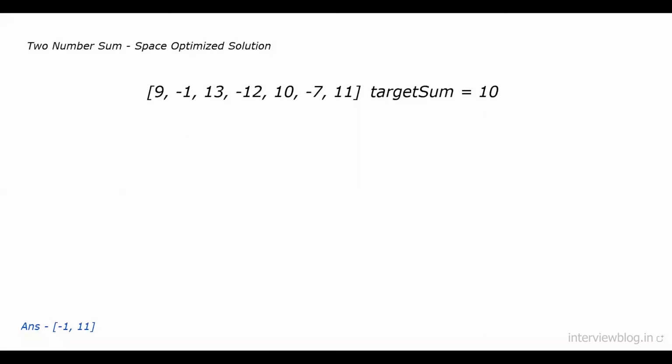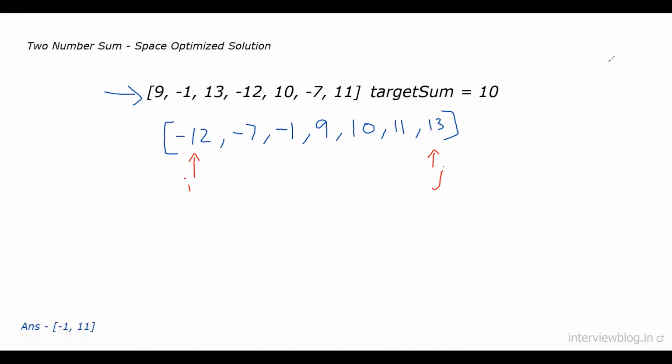In this approach, the first step is to sort the given input array. So after sorting, I will be getting negative 12, comma, negative 7, comma, negative 1, comma, 9, comma, 10, comma, 11, comma, 13.